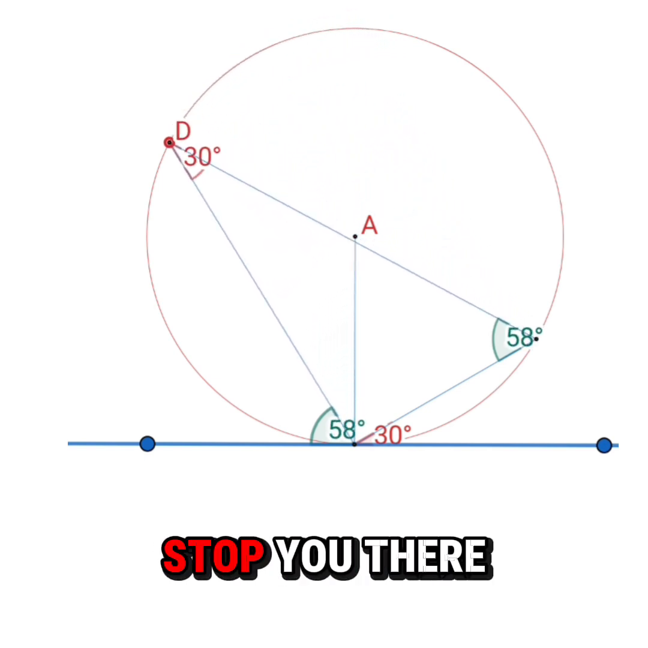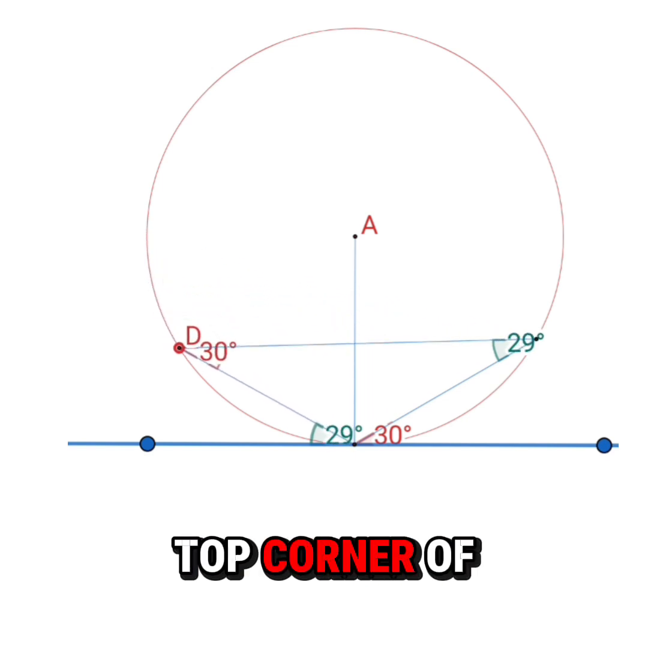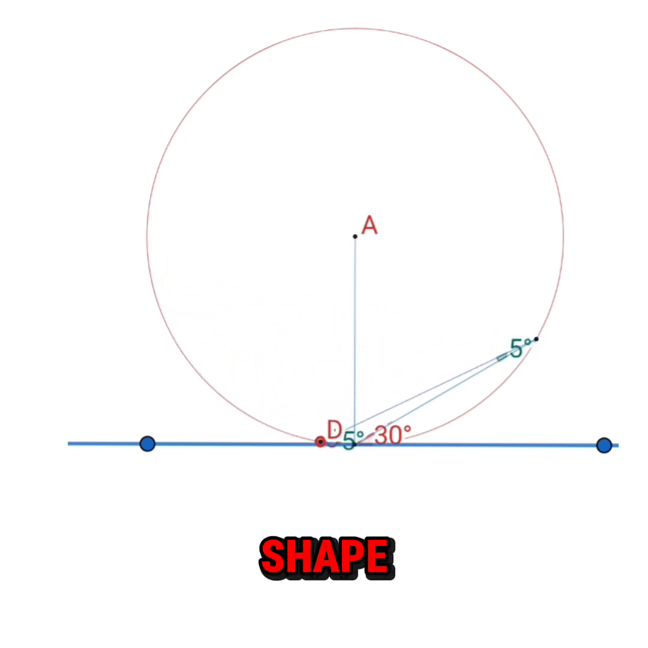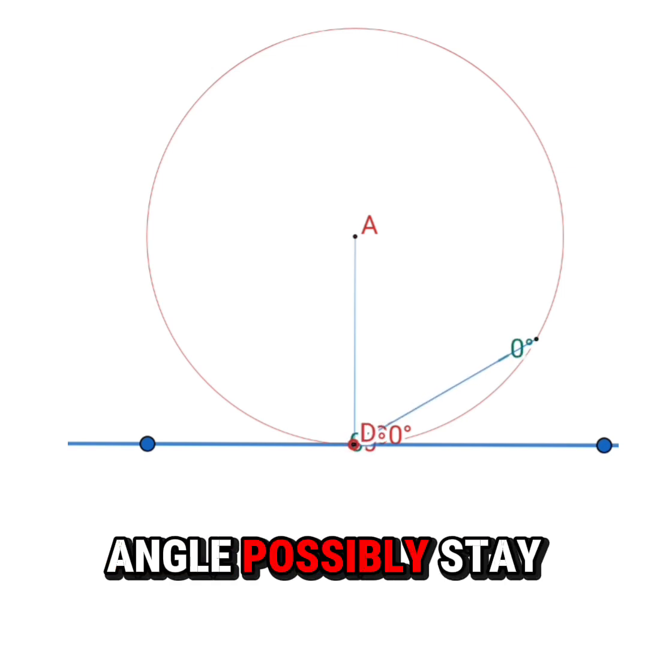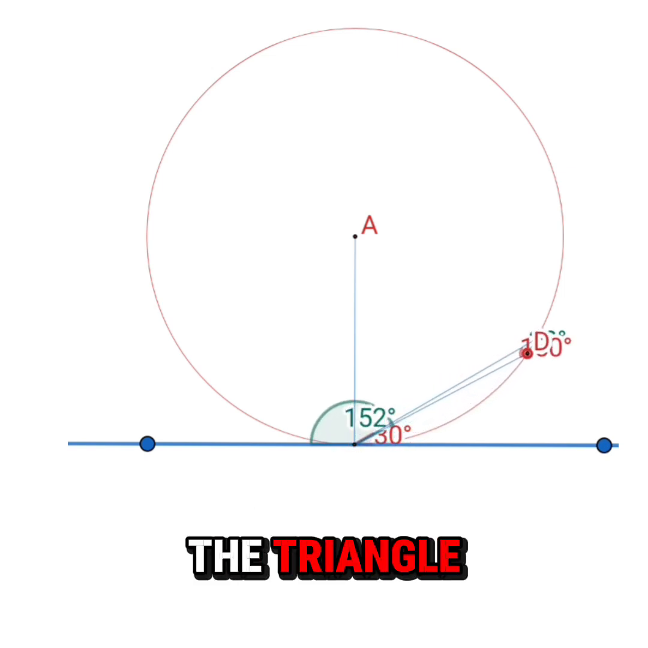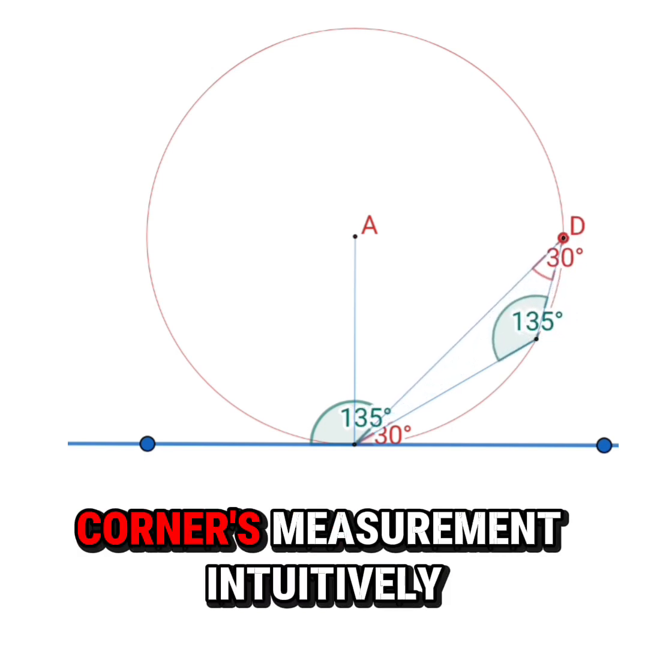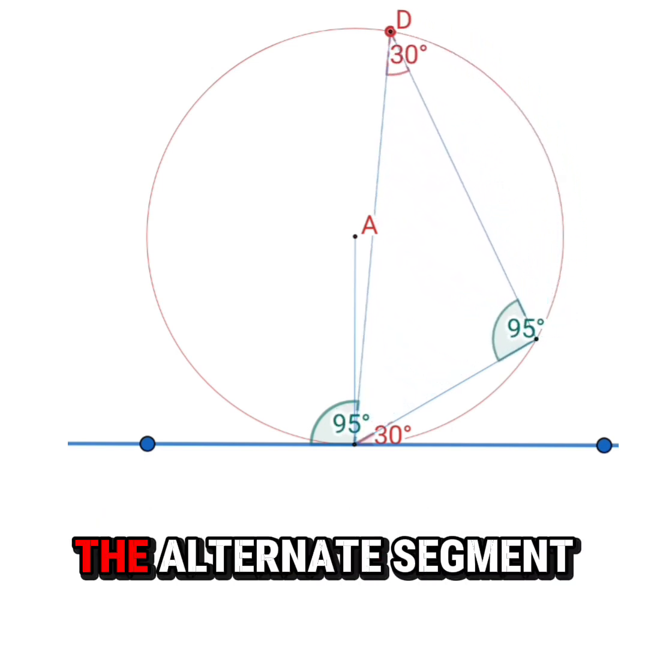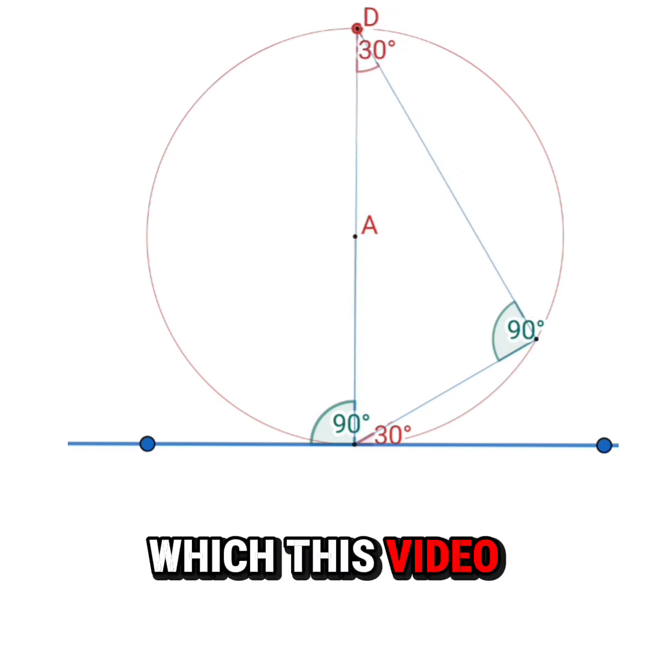Wait, hold on. I have to stop you there. Sure, go ahead. If you grab the top corner of a triangle and literally stretch it across a circle, warping the entire shape, how can that angle possibly stay locked at 30 degrees? Like, shouldn't stretching the triangle fundamentally change that corner's measurement? Intuitively, yeah, you'd totally think so. But that is the core of the alternate segment theorem, which this video is proving.